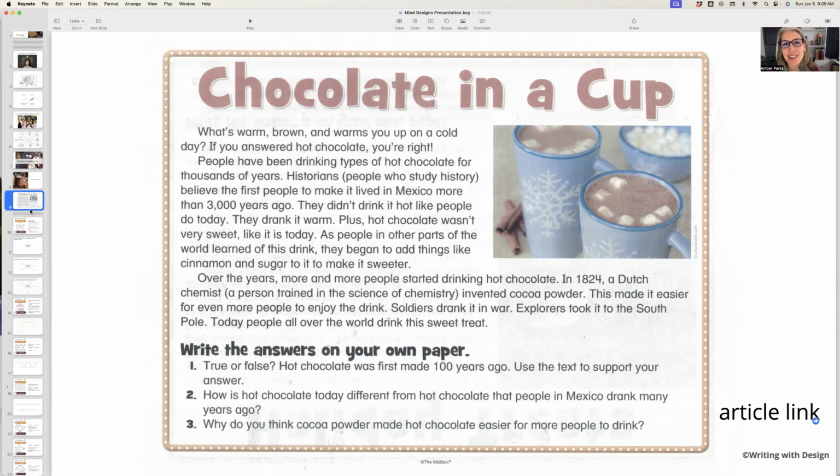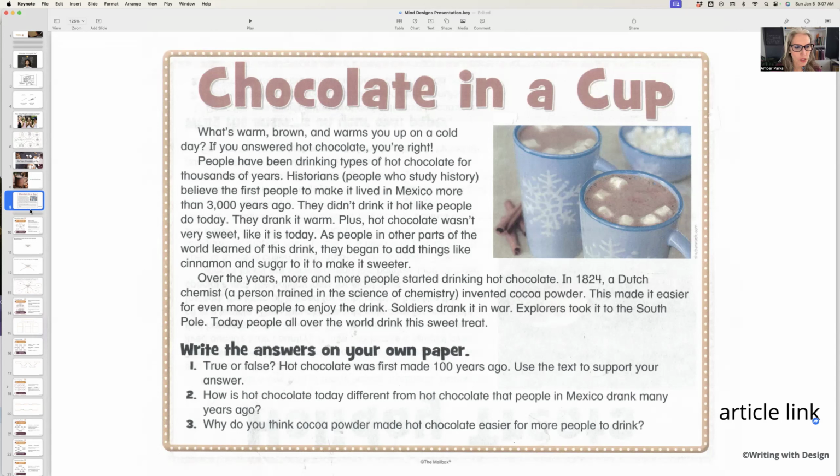So here we go, chocolate in a cup. What's warm, brown, and warms you up on a cold day? If you answered hot chocolate, you're right. People have been drinking types of hot chocolate for thousands of years. Historians, people who study history, believe the first people to make it lived in Mexico more than 3,000 years ago. They didn't drink it hot like people do today. They drank it warm. Plus, hot chocolate wasn't very sweet like it is today.